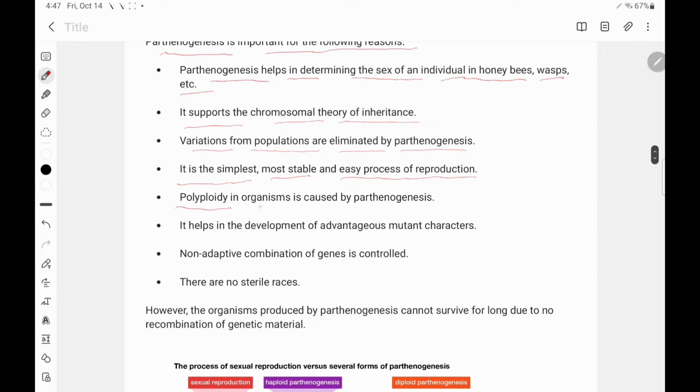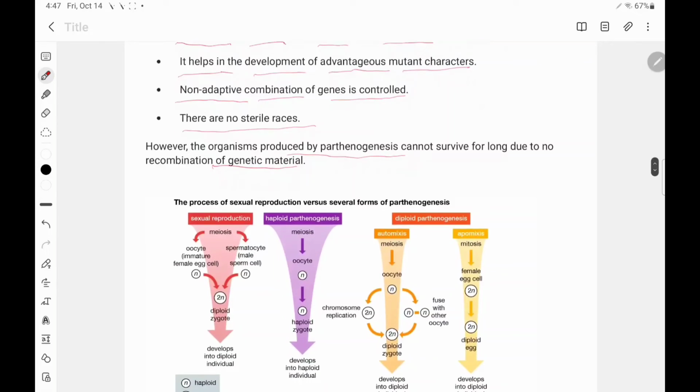Polyploidy in organisms is caused by parthenogenesis. It helps in the development of advantageous mutant characters. Non-adaptive combination of genes is controlled. There are no sterile races. However, organisms produced by parthenogenesis cannot survive for long due to no recombination of genetic material. This is the drawback, in contrast to the sexual process, versus several forms of parthenogenesis.